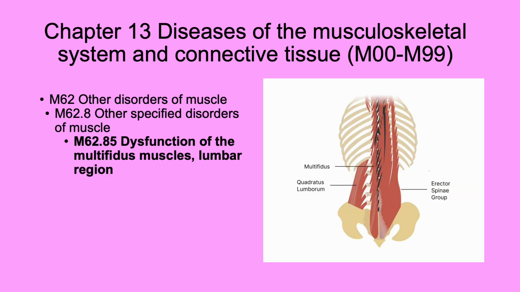So multifidus muscles. Added code for that under M62.8, other specific disorders of muscles, disorders of the multifidus muscle in the lumbar region. This is muscle that stabilizes the core and protects the spine during movement. So this was added under other specified. And here it is right there.